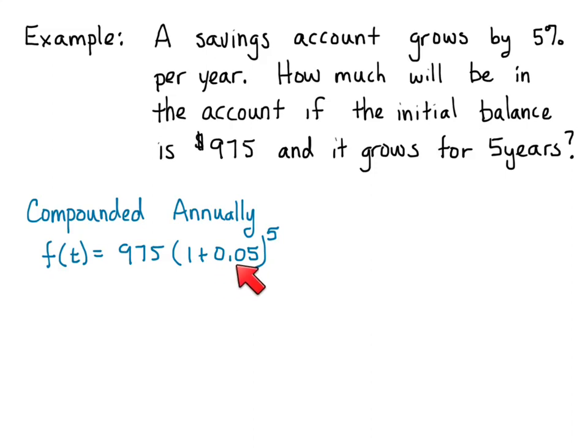But since it grows, we're going to put the percentage growth rate, add it to that 1, and then take it to the 5th power, because it's 5 years, and then we get whatever this calculates out to be. We get $1,244.37.